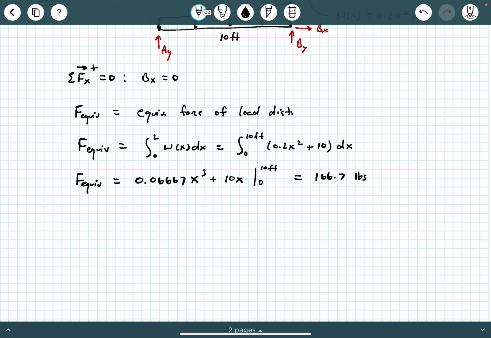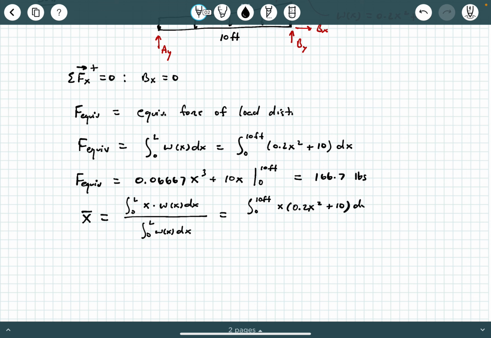moment arm. So that's going to be developed as x bar equals the integral from 0 to L, x times w as a function of x dx, and then divided by the total load, 0 to L, w as a function of x dx, okay? So let's set this up. That numerator is going to be 0 to 10 feet, and then we're going to have x times 0.2x squared plus 10 dx. And then we've already evaluated that denominator. That's just the 166.7 pounds, okay?